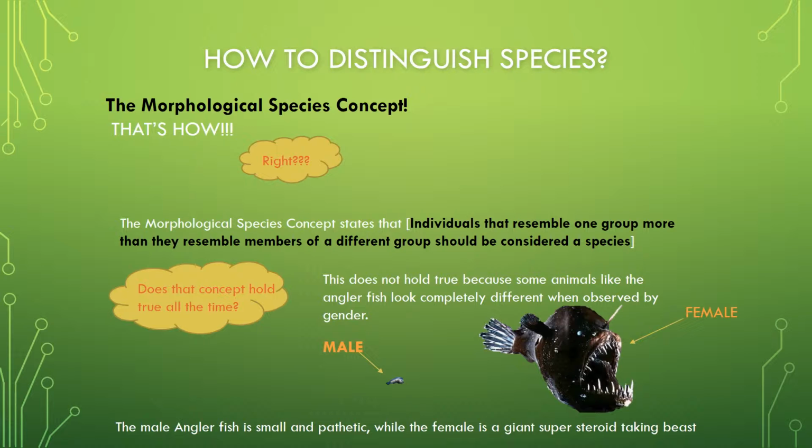So how do you distinguish species? The morphological species concept states that individuals that resemble one group more than they resemble members of a different group should be considered a species. But this doesn't always hold true because some animals like the anglerfish look completely different when observed by gender. The female anglerfish is a lot bigger than the male anglerfish, so this concept doesn't hold true.